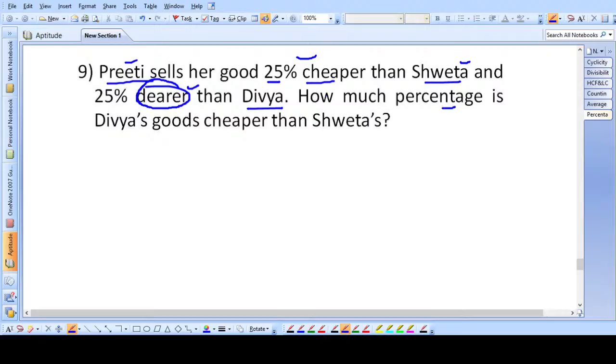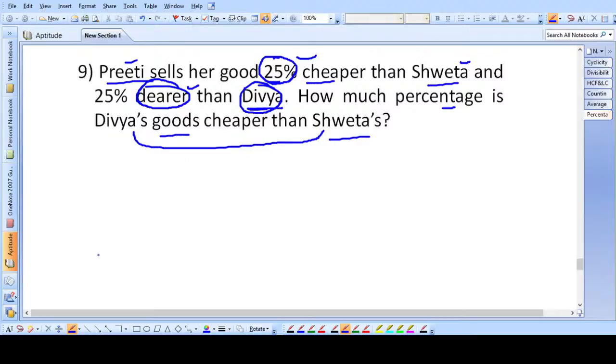Now how much percentage is Divya's good cheaper than Shweta? So definitely Divya's good is cheaper. So at what percentage is Divya's good cheaper than Shweta's? Can you understand the question? Preeti is selling something which is 25% cheaper than Shweta's and 25% dearer than Divya's. So you have to find the relation between Divya's and Shweta's goods.